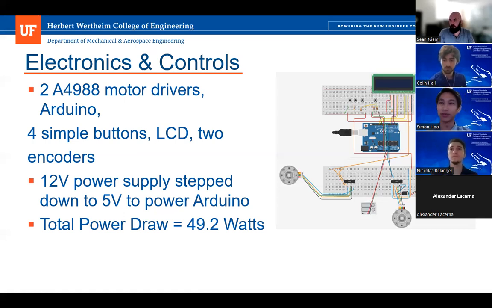So the entire system is powered using a 12-volt power source that is used to power the motors. And then the 12-volt power source is stepped down using a voltage regulator to power the Arduino. So the total power draw of the system is going to be 49.2 watts, which we've confirmed works with our power source.